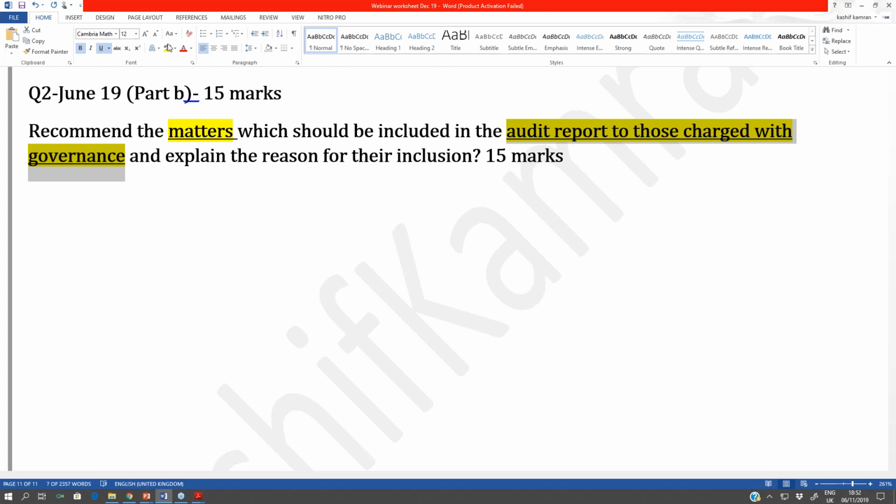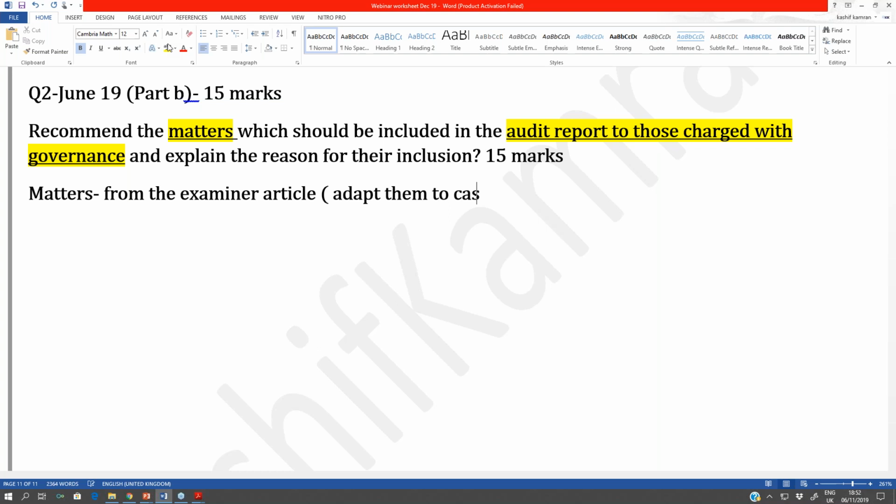So if you know these matters from the examiner article, and you can adapt them to the case study, can you have a good answer to write for 15 marks? If I know the matters from the examiner article and I can adapt them to the case study, will I be able to write a good answer for 15 marks? If I can get your answers to this quickly.